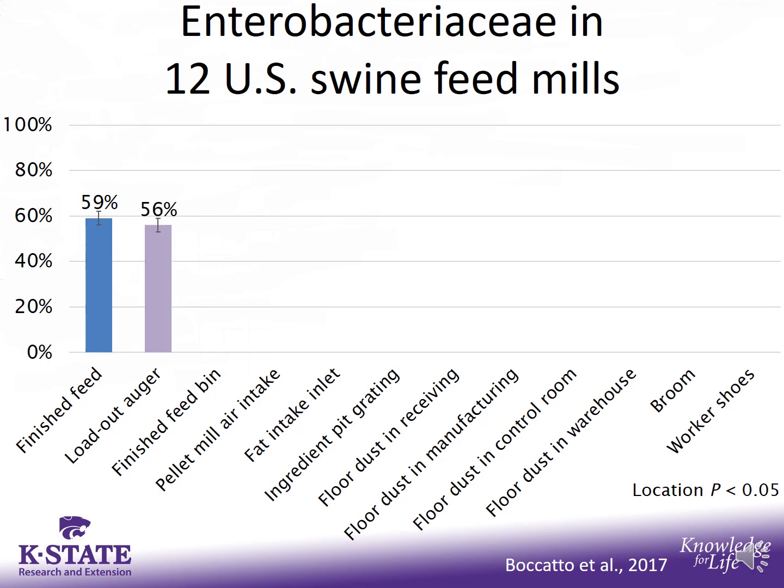Well, if it's in the finished feed, it makes sense that the loadout auger has a similar level of EBAC. The finished feed bin actually has a higher level of EBAC within it, which, based on how feed flows, the frequency of cleaning, and the high moisture levels that can occur in finished feed bins through humidity, is maybe not altogether surprising, as it's a great area to find bacteria. However, we've been trying to figure out, if it's in the finished feed bin and in the finished feed, where does it enter? What are some potential routes for virus entry within different types of feed systems?